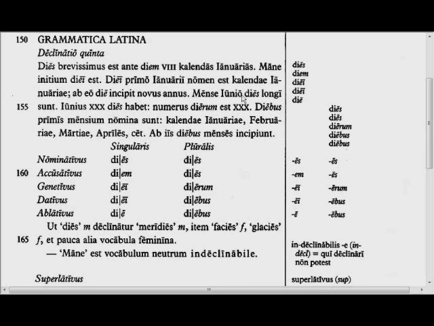In the month of June, the days are long. June has 30 dies, 30 days. The number of days is 30.